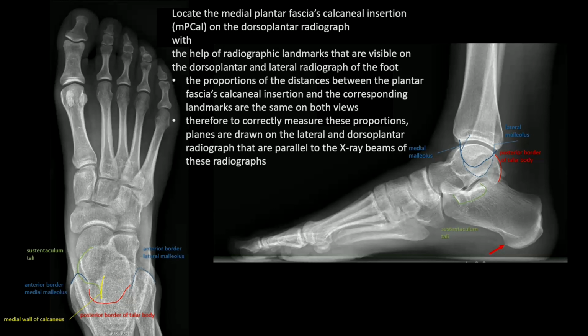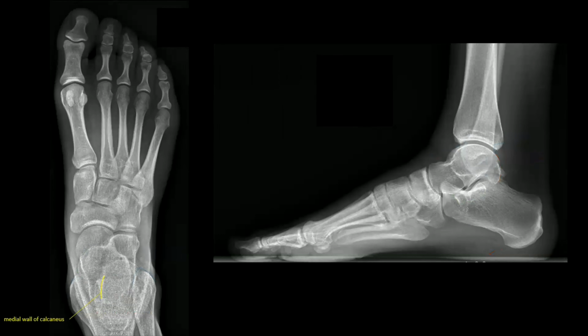The proportions of the distances between the plantar fascia's calcaneal insertion and the corresponding landmarks on the lateral and dorsoplantar view are the same. To correctly measure these proportions, planes are drawn on the lateral and dorsoplantar radiograph that are parallel to the X-ray beams of these radiographs. This is how the measurement is done.